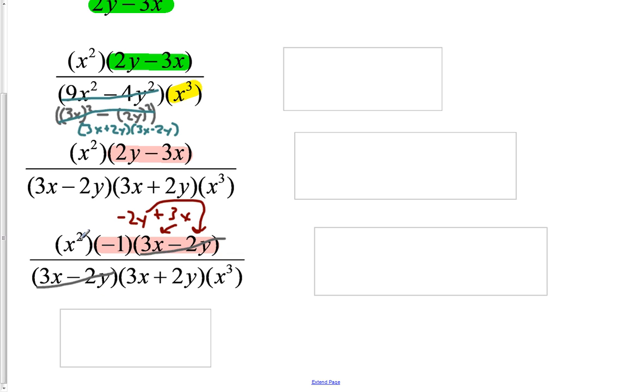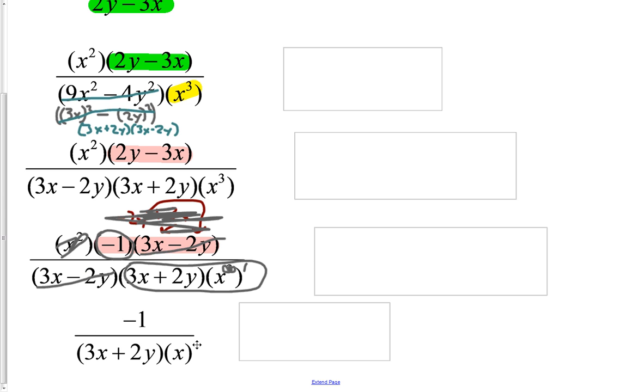We have an x squared on top and an x cubed on bottom, so we have one more x on the bottom than we do on the top. So we'll get rid of the numerator part, and we'll just turn this into x to the first power down below. And cancel, get rid of that just so that we don't confuse ourselves. We're left with a -1 on top. We're left with 3x plus 2y, that quantity all times x in the denominator. So we rewrite that cleanly, and that is our final answer.